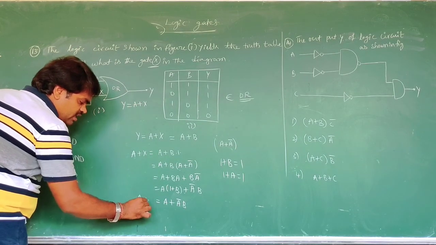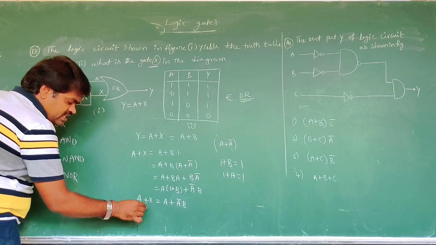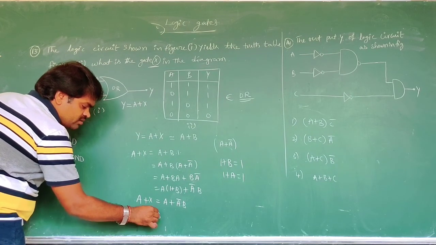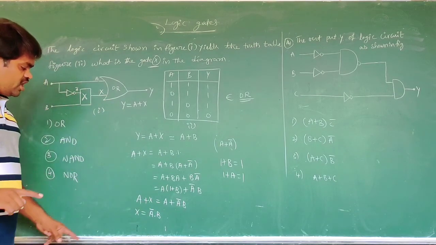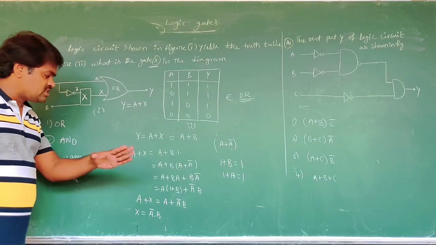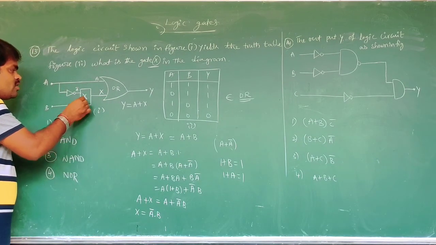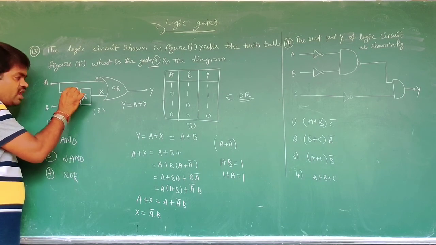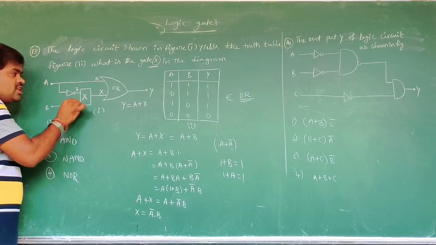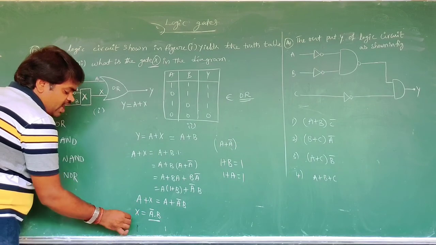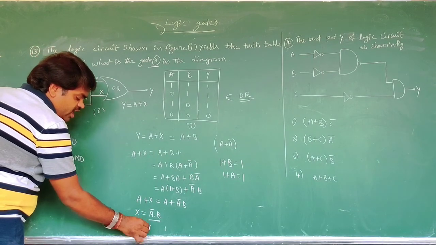Then we see, X is equal to what we got? A bar dot B. Here X is equal to A bar dot B, meaning dot product. Dot product means it belongs to AND. Because X has the output, one of the outputs is A bar, another output is B bar. That's why X outputs A bar and B bar. But what we got? A bar dot B bar. That's why X is an AND gate.